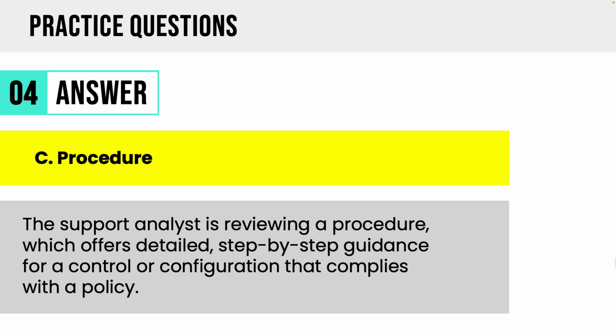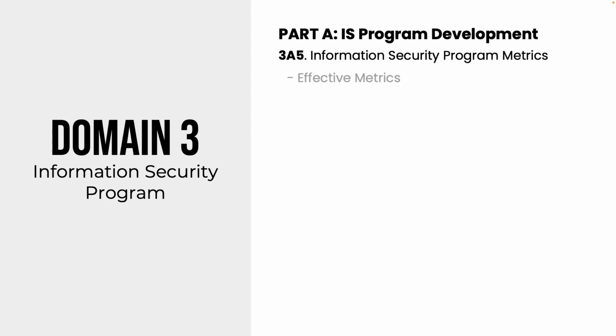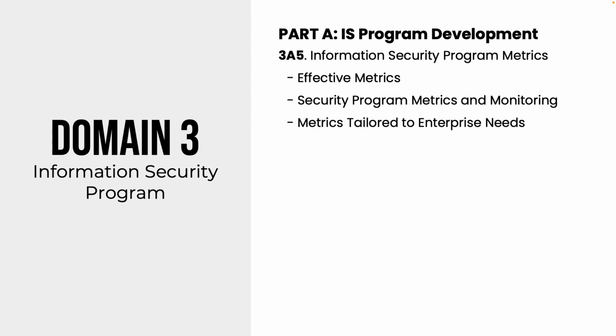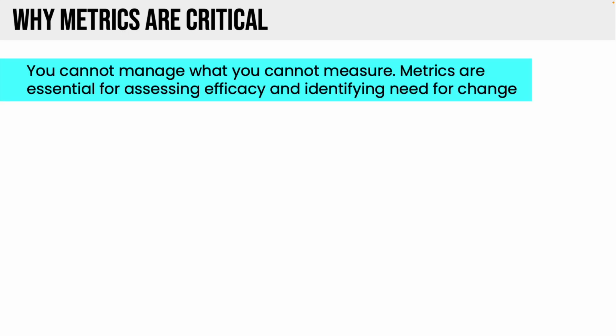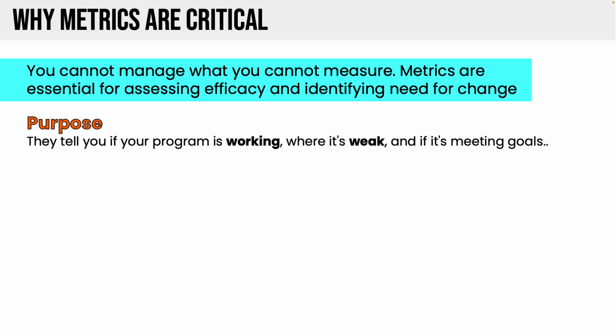All right, and that brings us to our fifth and final section for Domain 3 Part A. So in section 3A5, we're going to have a quick look at information security program metrics and talk about what makes an effective metric and how we tailor those to the organization. So you can't manage what you can't measure. Metrics are essential for assessing the efficacy of our security and identifying need for change. So the purpose is to tell you if the program is working or it's weak and if it's meeting goals.